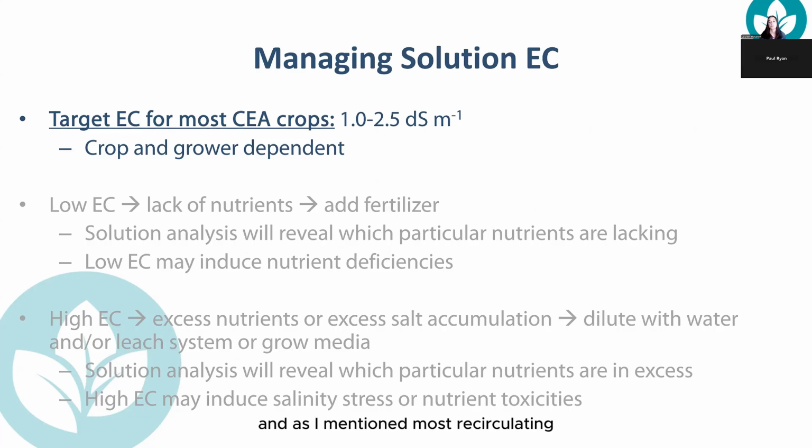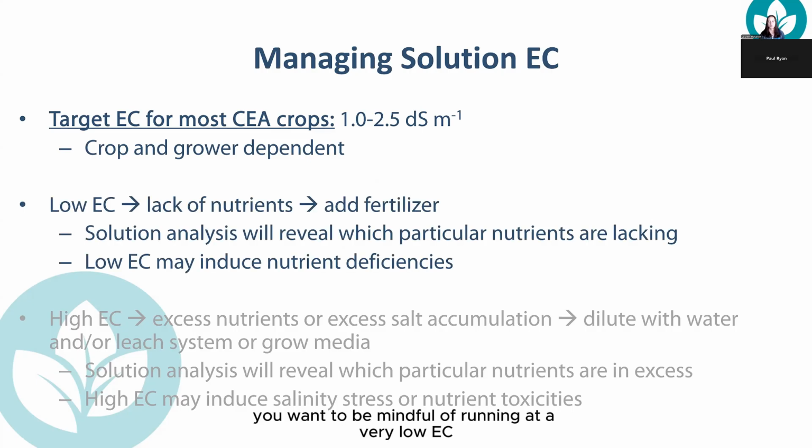And as I mentioned, most recirculating solutions are managed based on maintaining a certain EC. For most CEA crops, that EC is somewhere between 1 and 2.5. But as we mentioned in our selection slides, that is very crop and system dependent. You want to be mindful of running at a very low EC. If you're checking your solution and you notice that the EC is continually low, that indicates a lack of nutrients and that you need to add more fertilizer, and very quickly. Low EC definitely can induce nutrient deficiencies as the plants are struggling to reach for nutrients to take up.